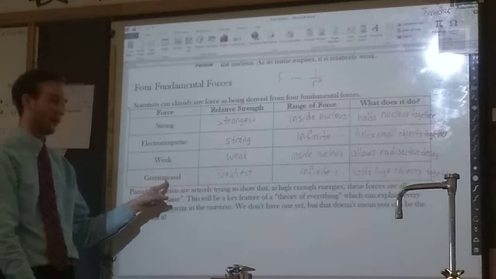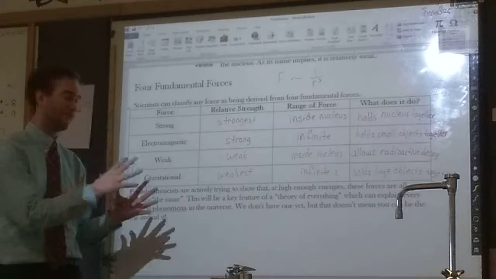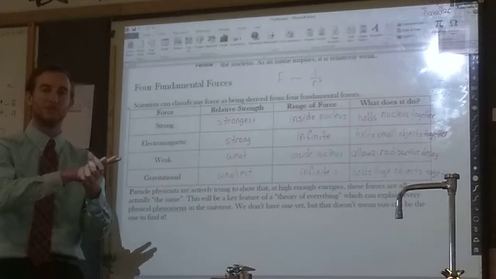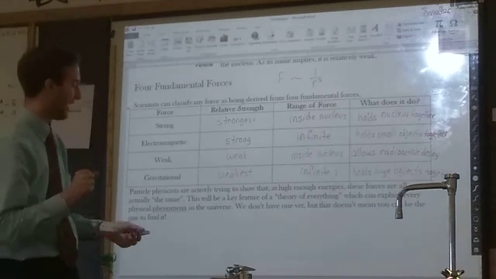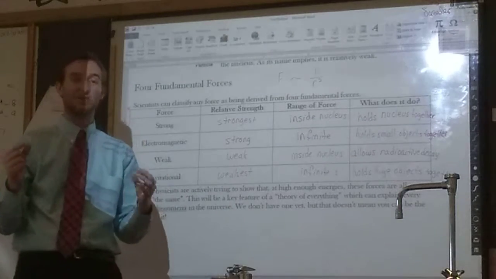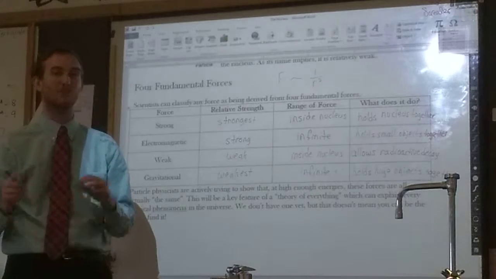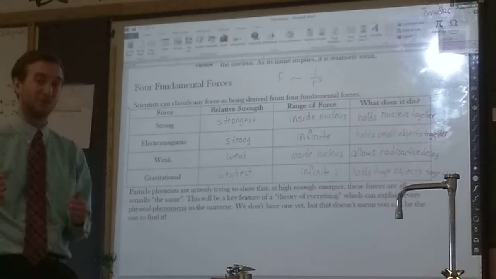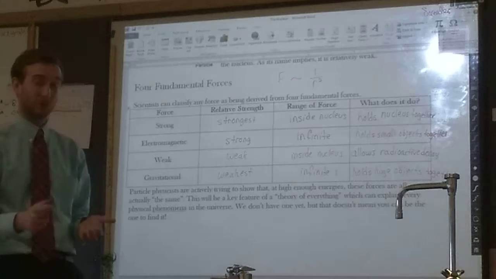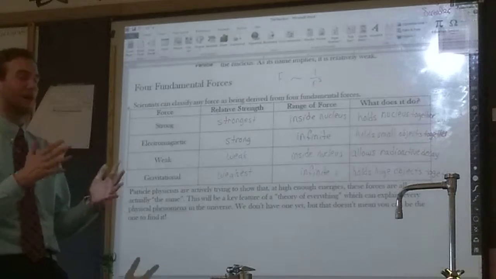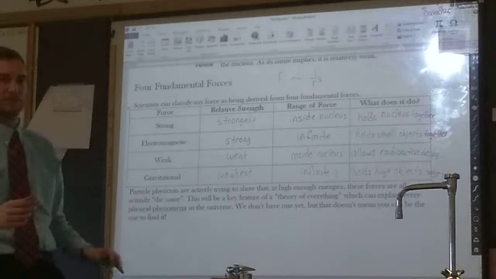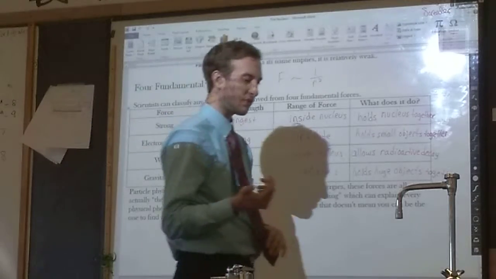But gravity is a holdout. We haven't figured out how to integrate gravity with the others. If we ever can, we will have a theory of everything that can explain every phenomenon in the universe, every interaction. It sounds really cool. We're not sure we're going to get there. We're not sure that there is a way to integrate gravity with these three forces.